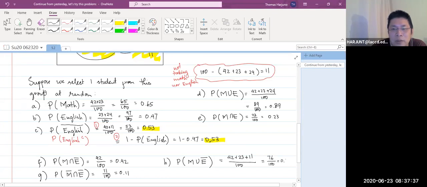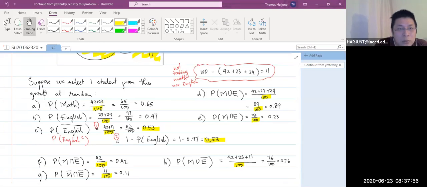That's 0.76. Okay, now over 100 here, Thomas, why do we divide over 100? Why is it over 100? We have done this all the way. Why over 100? Because there are 100 students to select from there, and each one of them equally likely.